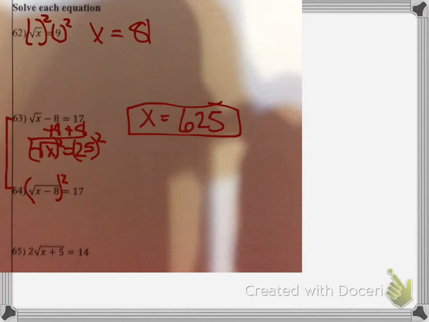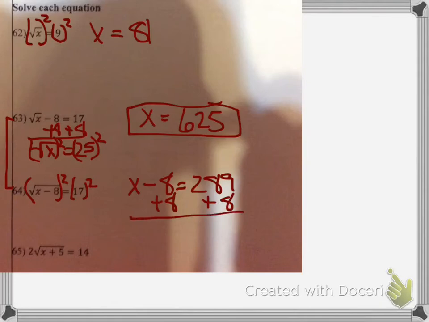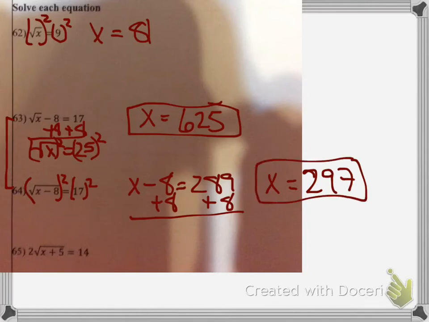Here, the square root is already by itself. The minus 8 is inside. So I've got to square this, and I would get x minus 8 is equal to 289. Add 8, and x is equal to 297. Okay, so not too bad, not too hard there.